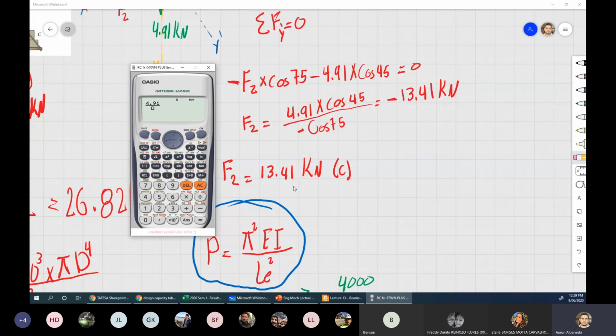4.91 times, by the way, 4.91 is still conservative too. If I do it exactly rather than 4.91, which is 500 times 9.81 divided by 1000, that will give slightly less than 4.91. But the formula I gave you will give you a slightly larger number, which is safer, conservative. Okay, we've got that. Now, all of this multiplied by cosine 45, divided by, I will ignore the negative sign because it just tells us it's in compression, divided by cosine 75.